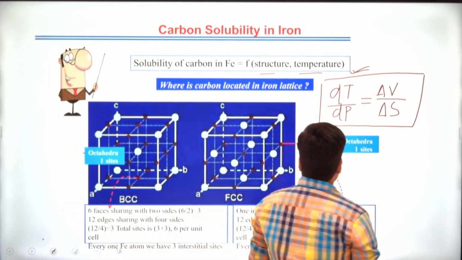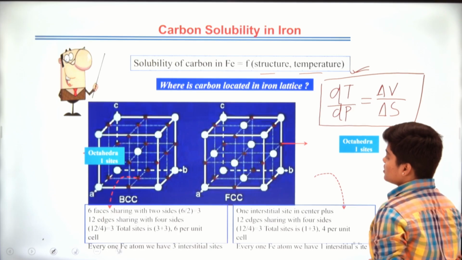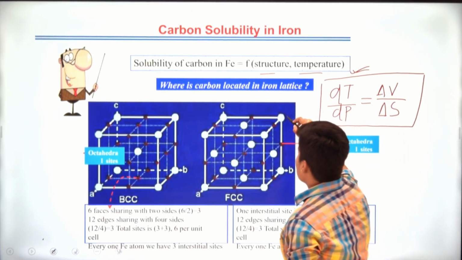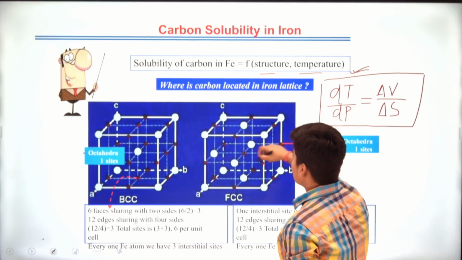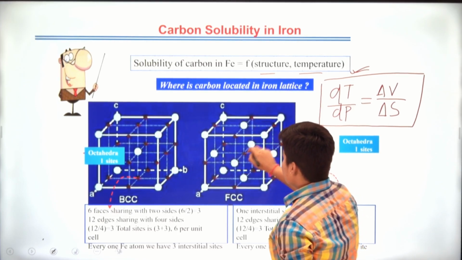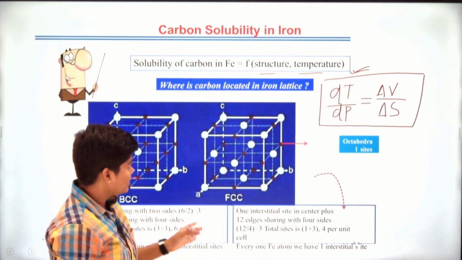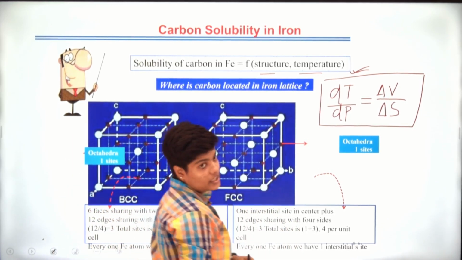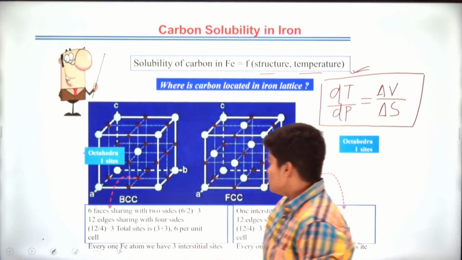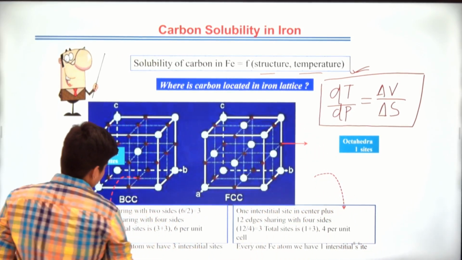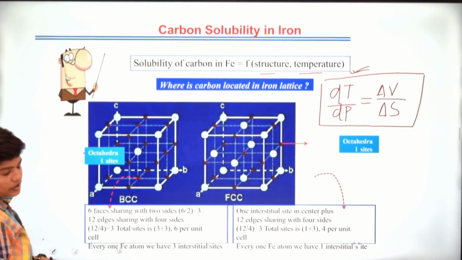The second one is FCC, face centered cubic. The white balls are iron atoms present at all corners and 6 face centers, and the rest of the points, the voids, will be occupied by carbon. So now let us see in the calculation how the lattice points are calculated here.